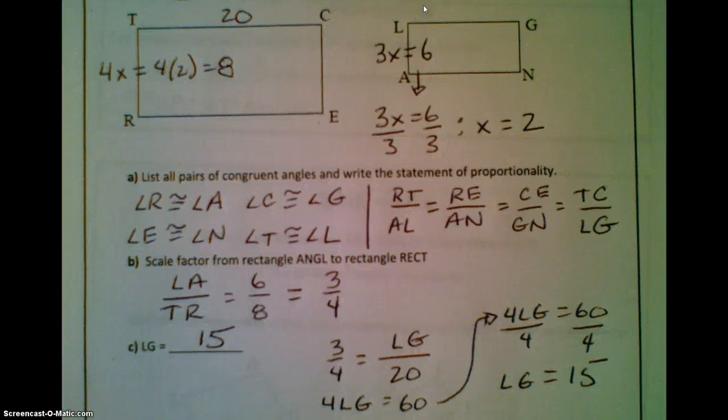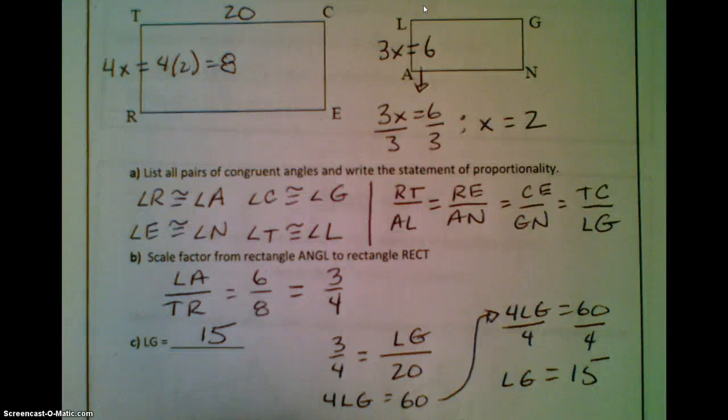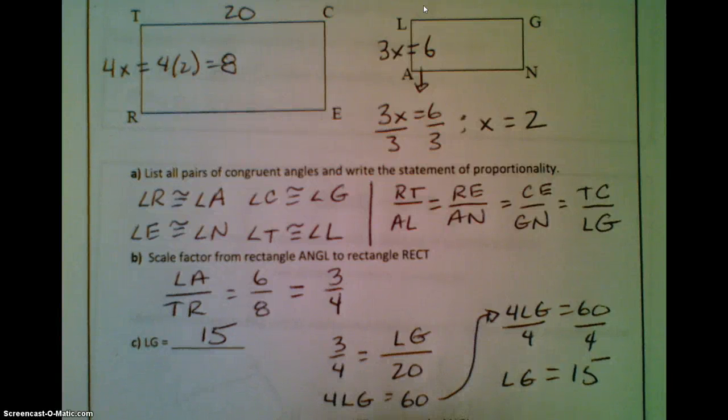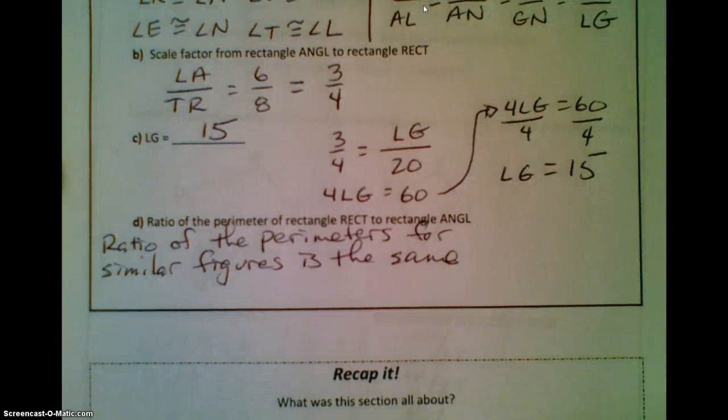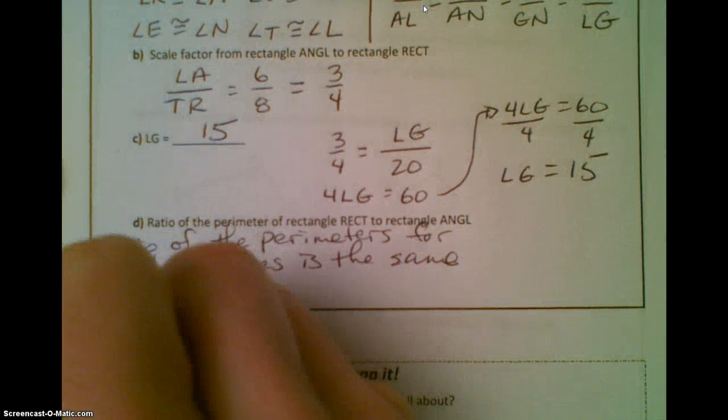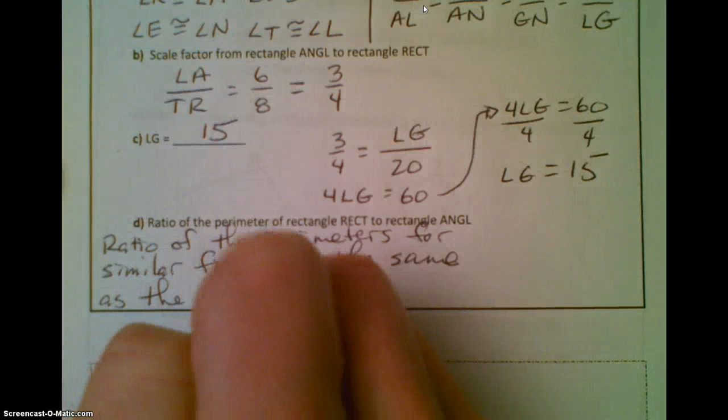And now we want to find the ratio of the perimeter of rectangle RECT to rectangle ANGL. So what we found out in the other example is that the ratio of the perimeters for similar figures is the same as the scale factor.